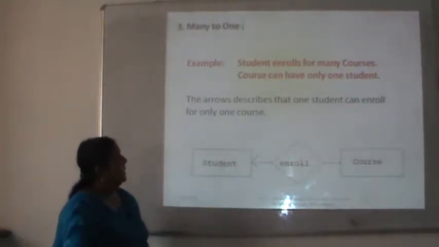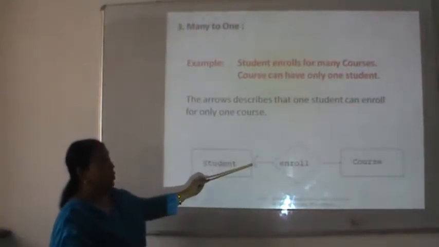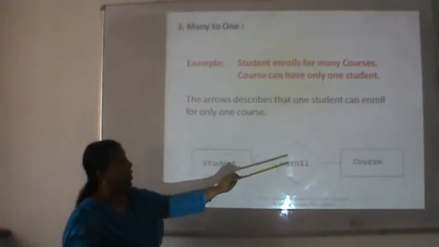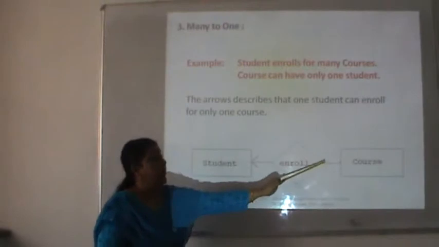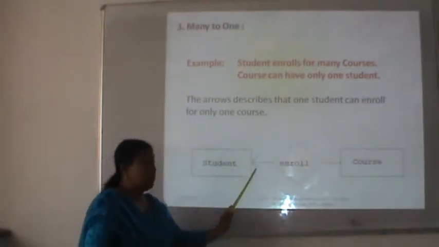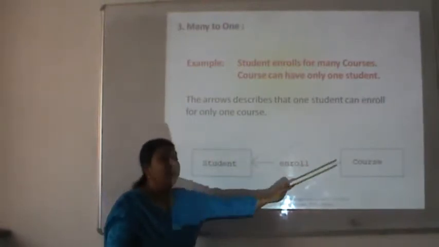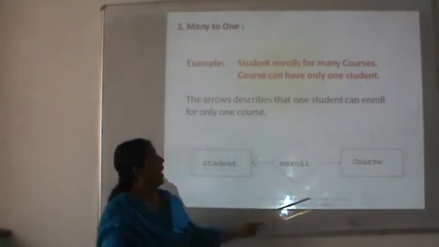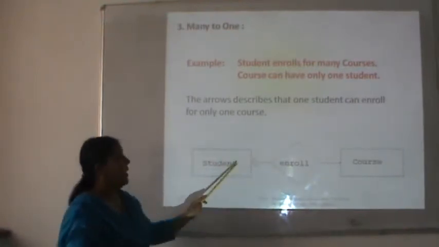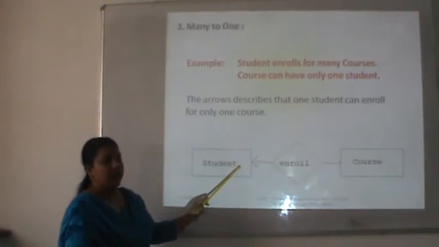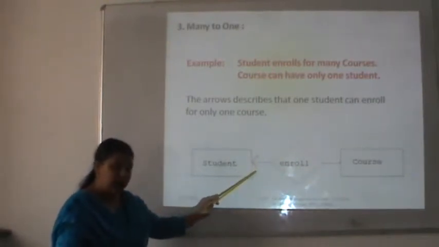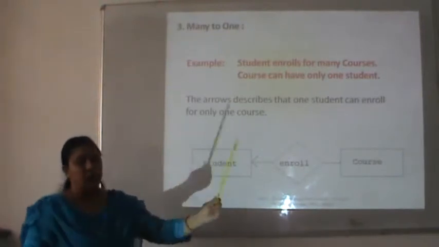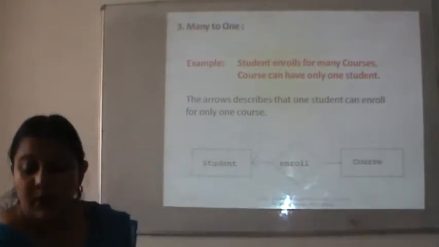Similarly, many-to-one. One student can enroll for many courses. It's one here and many here. So one student can enroll for many courses, but a course can have only one student. A course can enroll only one student, but one student can be associated with many courses.